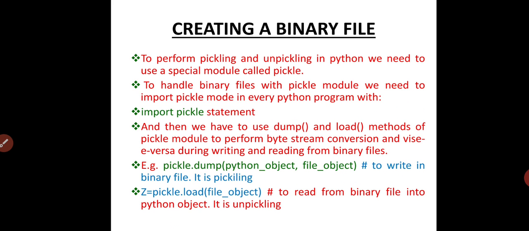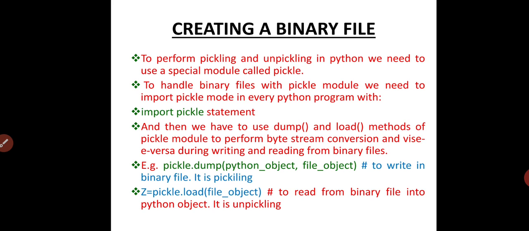To perform pickling and unpickling in Python, we need to use a special module called pickle. To handle binary files with the pickle module, we need to import the pickle module in every Python program. The statement for importing the pickle module is import pickle. This statement needs to be written at the top of the binary file operation program. The program in which you are going to perform binary file operations, you need to import the pickle module, and the statement is import pickle.